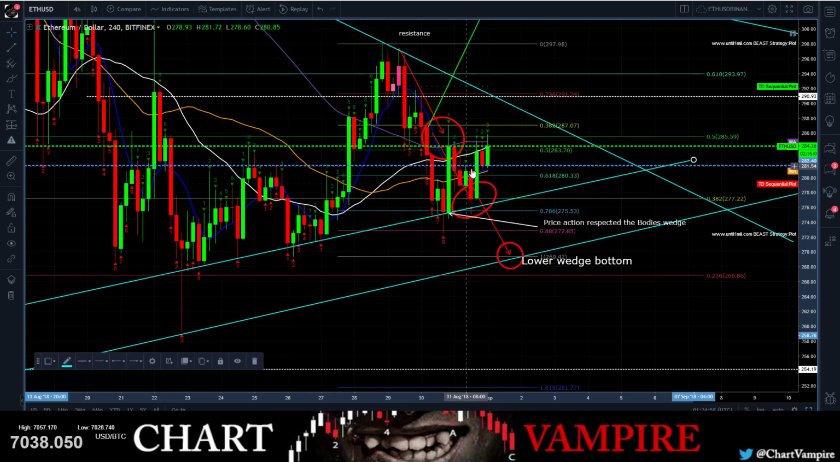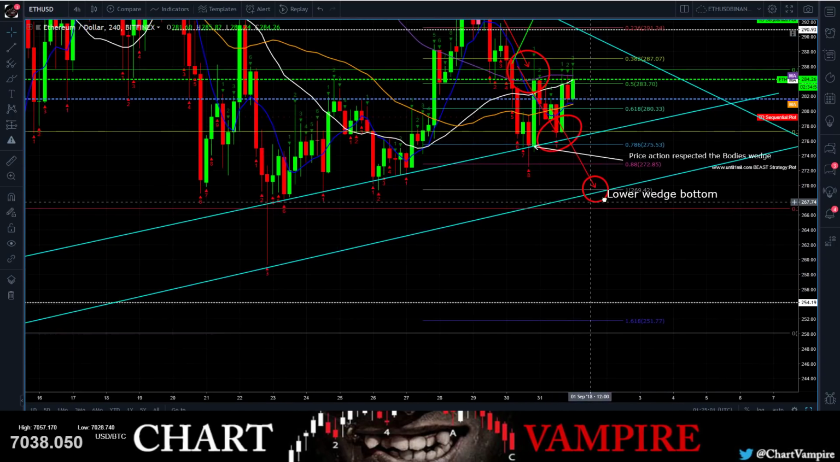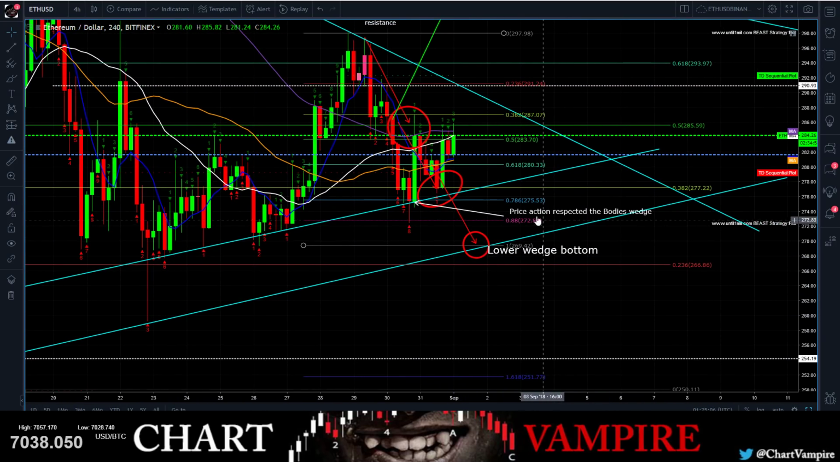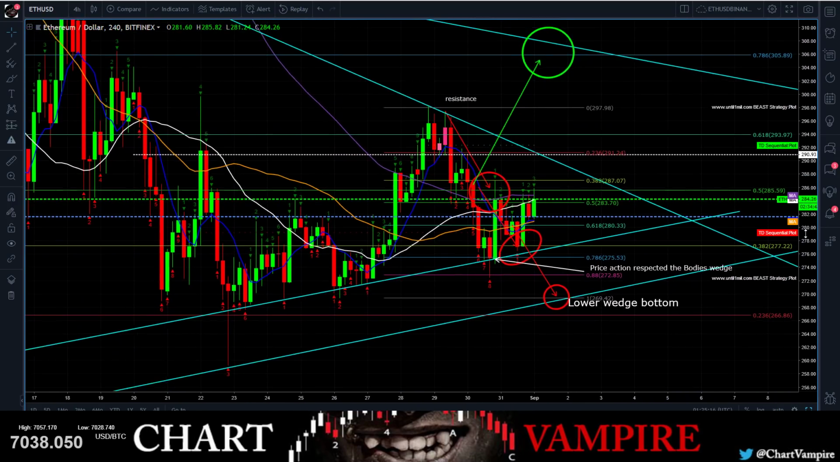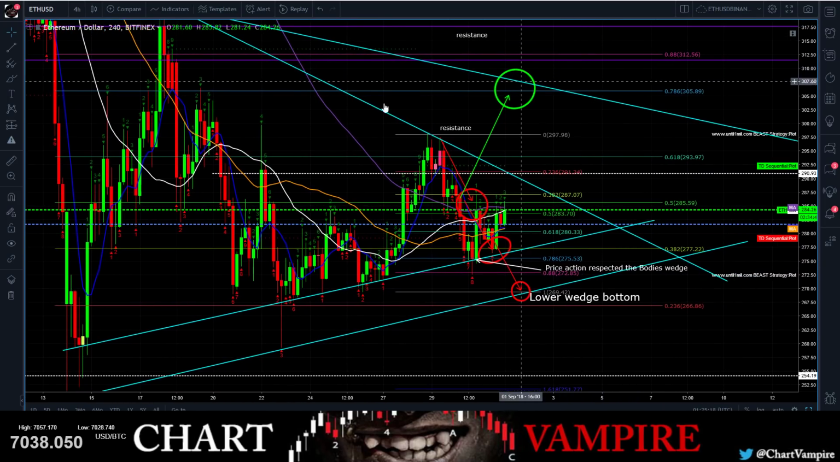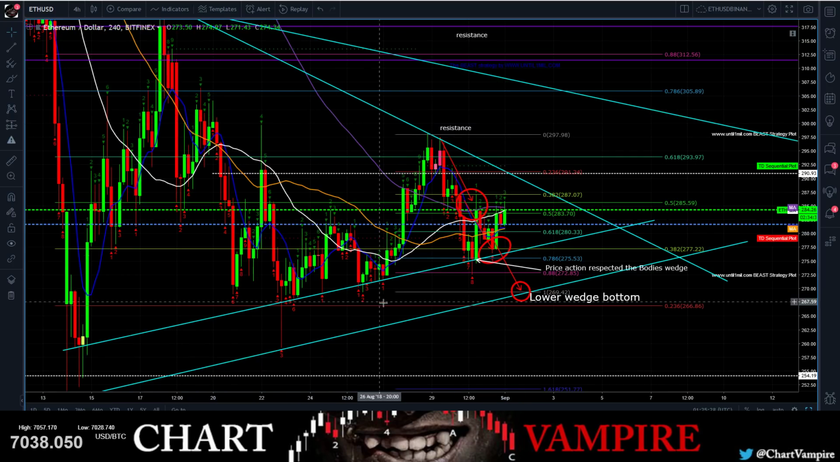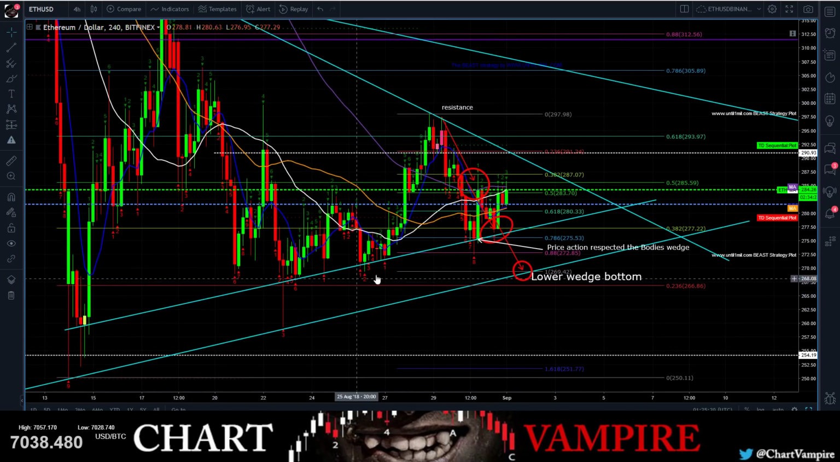So I came down, hit the wedge. I was expecting this to possibly fall through to the second wedge. Look, you've got this lower wedge right here. The lower wedge bottom, price action has respected the bodies. So there you go, this is trying to hold up. And now I like this wedge a lot better. I like this wedge a lot on Ethereum. This is a really good wedge right here. This wedge structure is really good, it's giving us a good structure. It's really respecting this bottom channel right here.